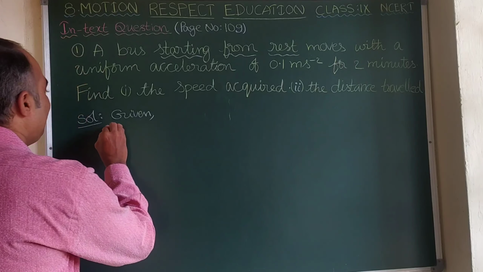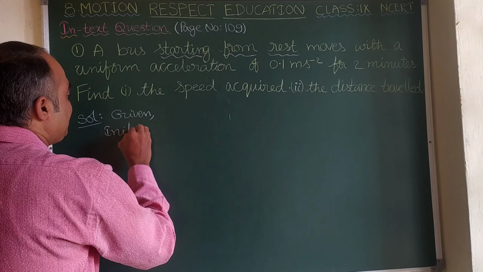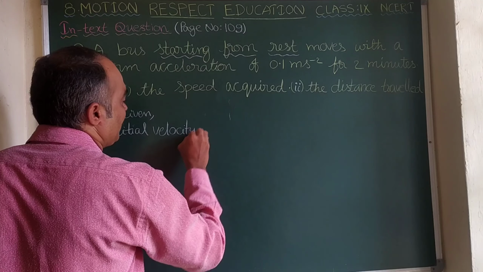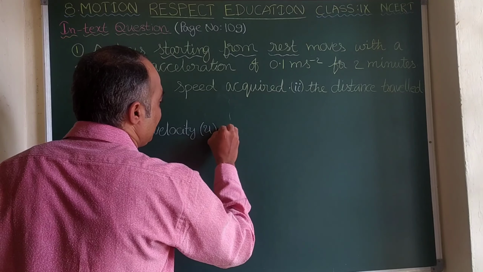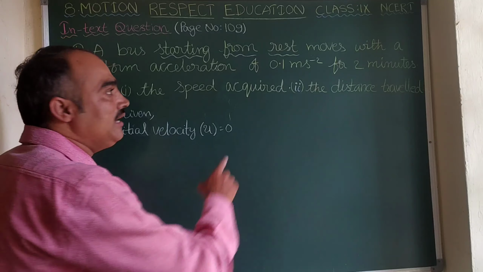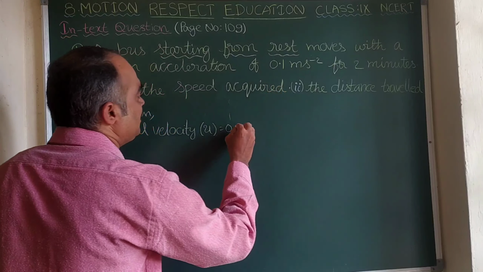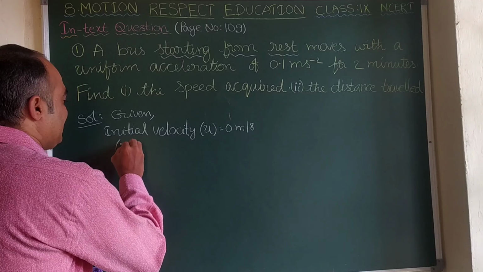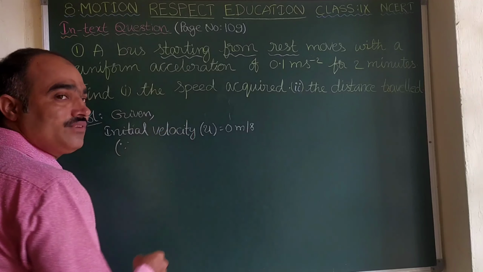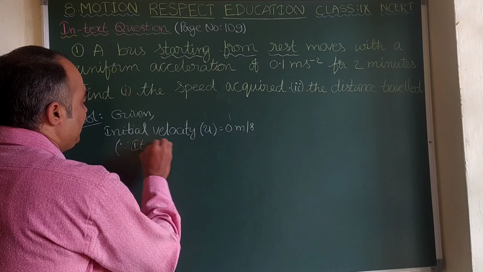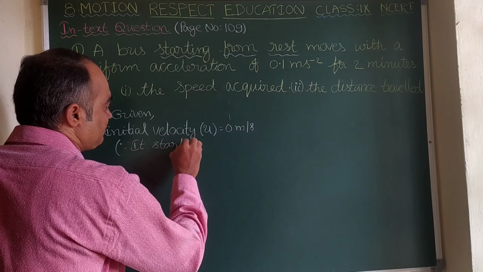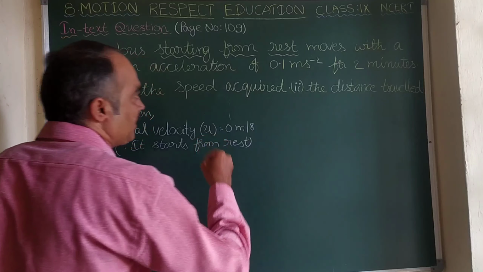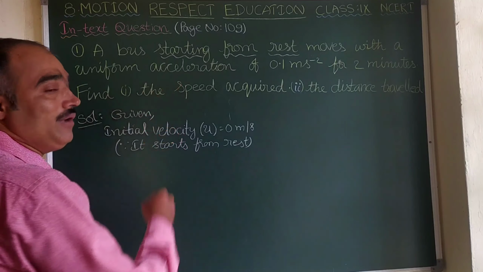In this case it is starting from rest, that's why here initial velocity is 0. So let us write given: initial velocity, denoted by u, is 0. Its unit is meter per second. So let us write 0 meter per second. Right. The reason: the bus starts from rest. Now with a uniform acceleration.